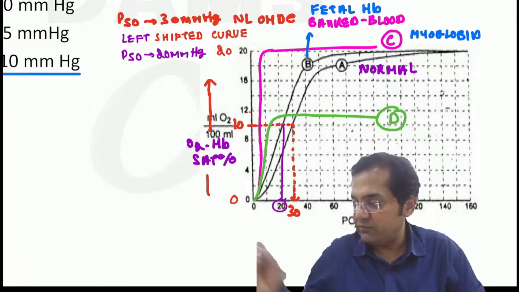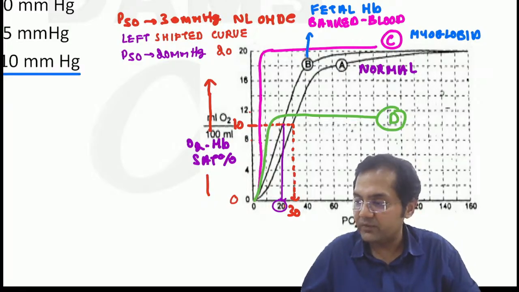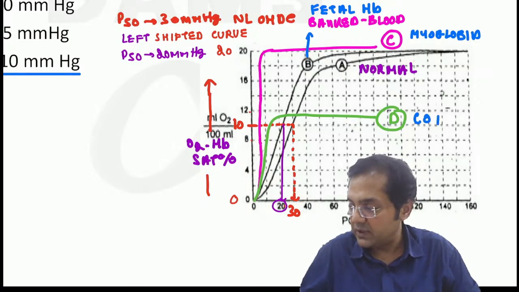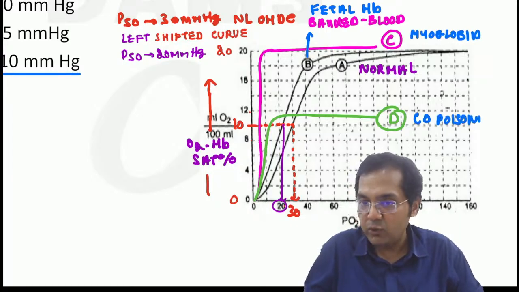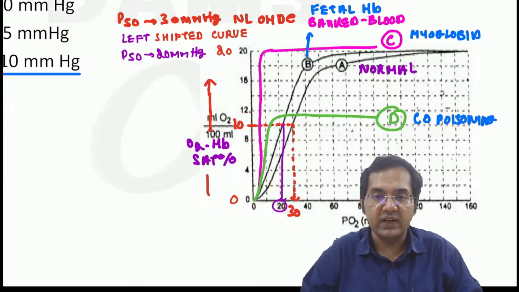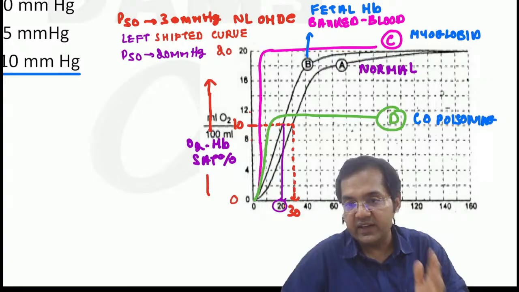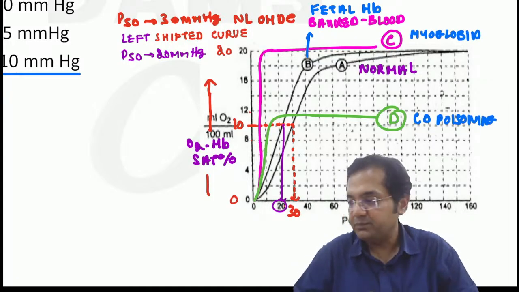And finally, which one is carbon monoxide poisoning? Option number D. That's right. This is the only one where left shift will decrease saturation, right? Very good. Absolutely correct. Again, expected question. They have been asking this in the INICET. They can repeat in the NEET PG as well, right?